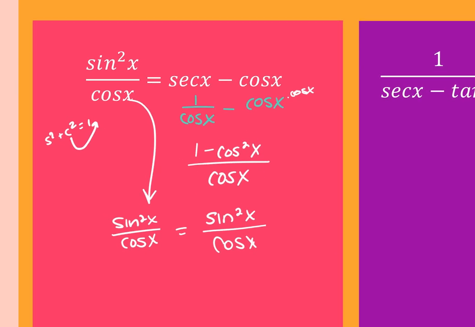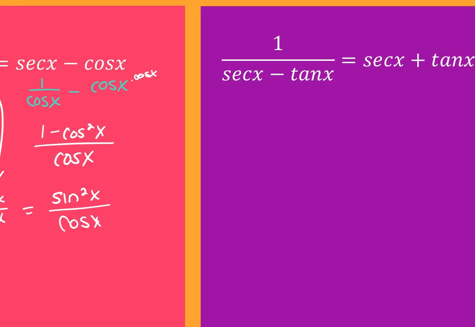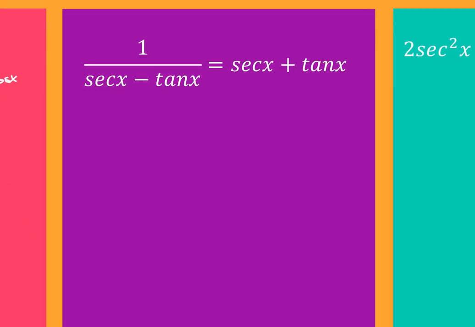If the denominator was cosine x squared, would you turn the whole fraction into tangent? You could. Yeah. All right. Next one.